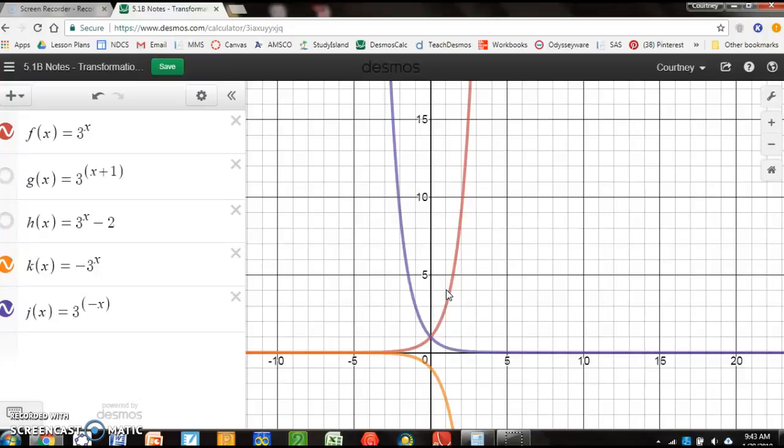And please use Desmos as a tool for this. Now I saved my graph, but please use Desmos as a tool to kind of play around, and you have the option to save your graphs as well.